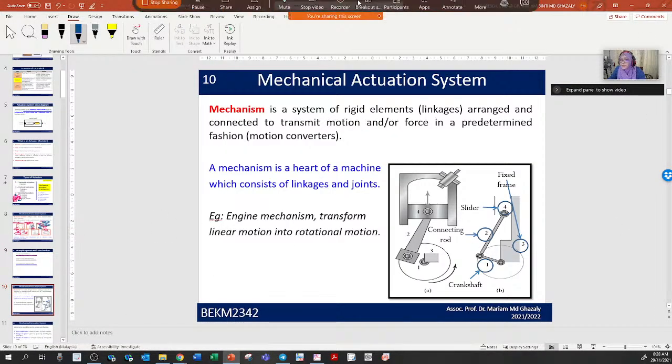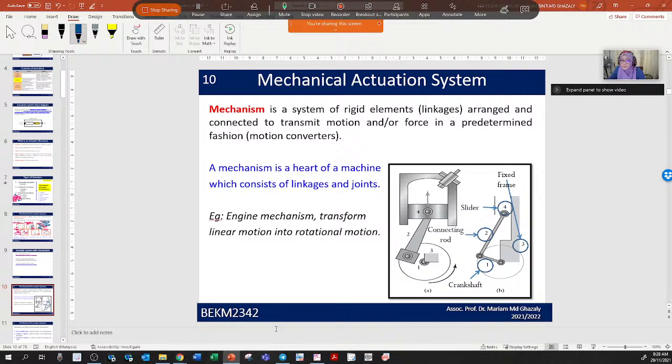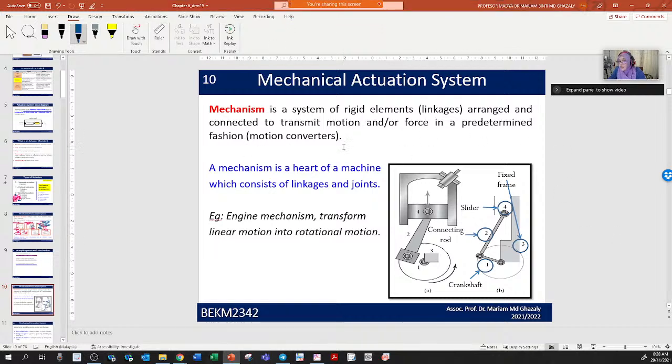Right, so we go to the next slide. That one you can watch on your own. So what is actually the definition of a mechanism? A mechanism is a system of rigid linkages or elements arranged and connected to transmit motion or forces in a predetermined fashion. That means you are fixing the motion. You want to make it into linear motion, then you control it. You can design the linkages according to the specification that you plan.